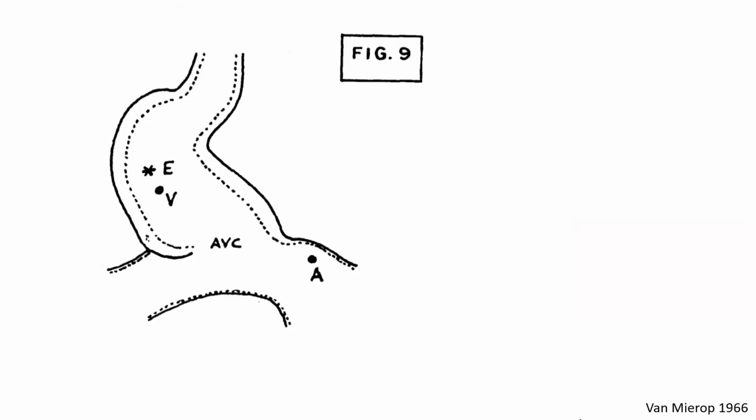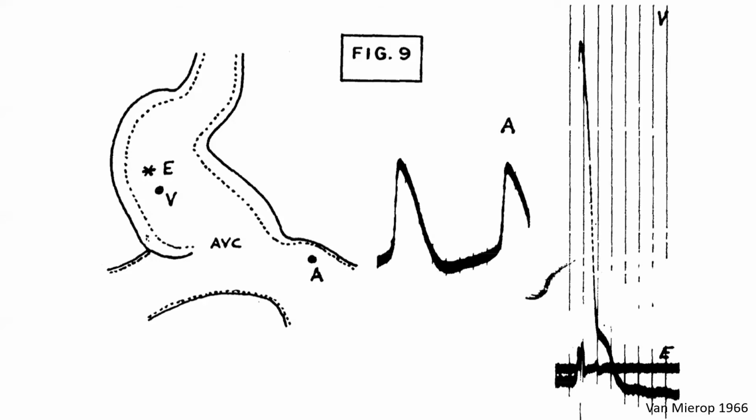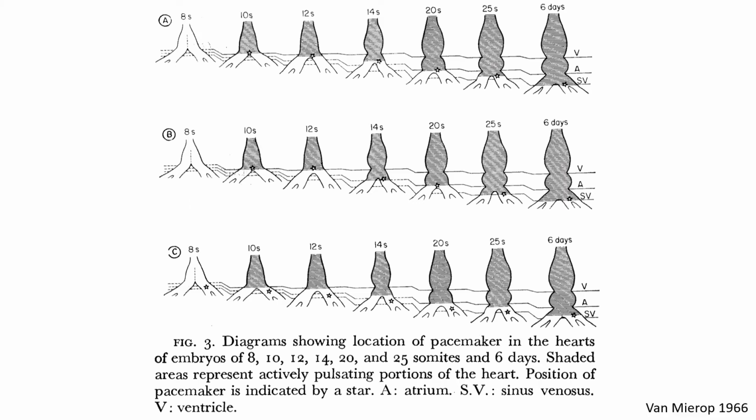So this paper from the 60s showed a couple of interesting things. This is a chick embryo at the primary heart tube stage. If you record transmembrane potentials at site A here in the sinus venosus, you get what looks like action potentials from a pacemaker. And then at site V in the primary heart tube, we see the sharp, very crisp action potentials that look like working myocardium. And the surface recording at E just looks like the QRST that we're used to.